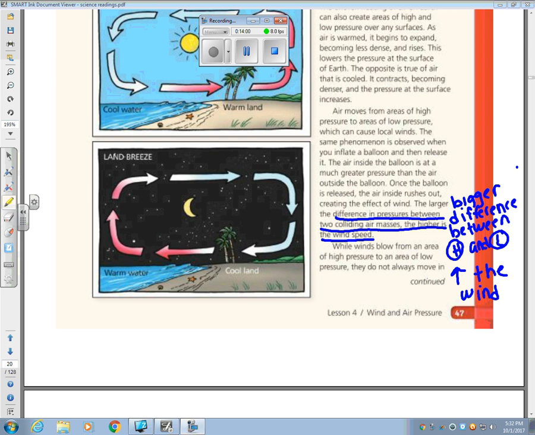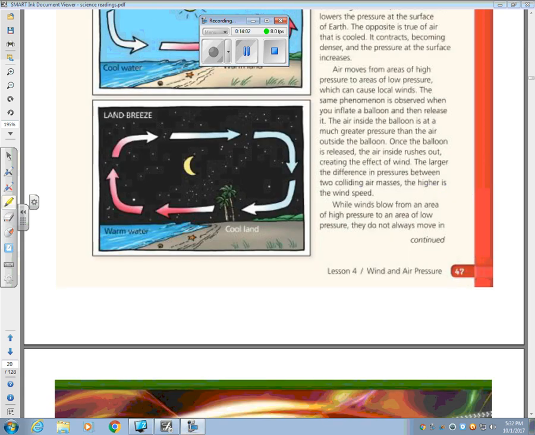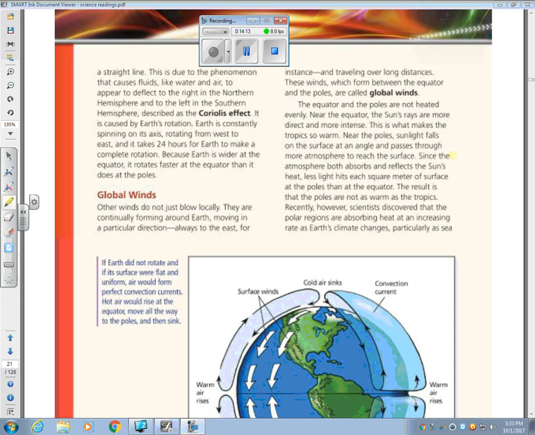Please turn the page. While winds blow from an area of high pressure to an area of low pressure, they do not always move in a straight line. This is due to the phenomenon that causes fluids like water and air to appear to deflect to the right in the northern hemisphere and to the left in the southern hemisphere, described as the Coriolis effect. It is caused by Earth's rotation.